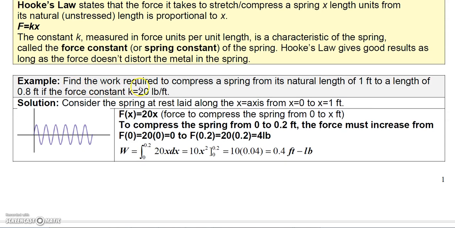Okay, here's an example. Find the work required to compress a spring from its natural length of 1 foot to a length of 0.8 feet if the force constant is 20 pounds per foot. Consider the spring at rest laid along the x-axis from x equals 0 to x equals 1 feet. Here's the spring, here's 0, and here's 1 foot. So F of x equals 20x. That's the force required to compress the spring from 0 to x feet.